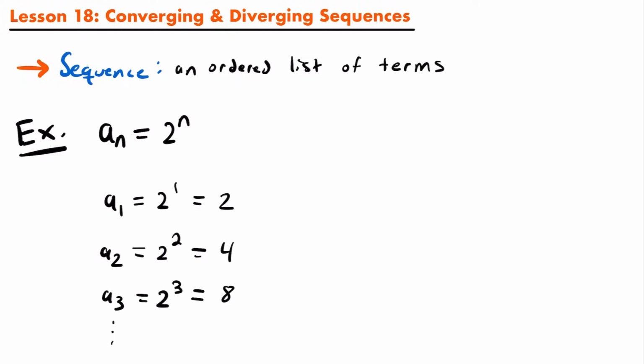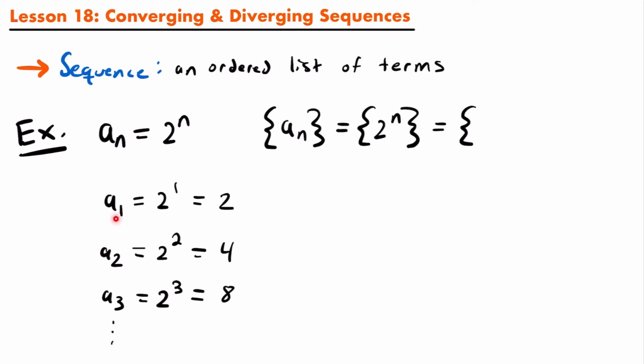of terms. While this expression represents the nth term of a sequence, we represent the entire sequence with braces around a sub n, and that will be equal to 2 to the power of n, surrounded with braces, which is equal to our list of terms. If we start with a sub 1, we have 2, comma, a sub 2, which is 4, and then a sub 3 is 8, and this would continue on forever for a sub 4, a sub 5, and so on.